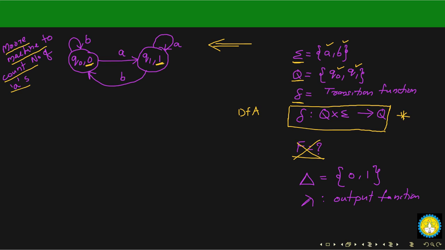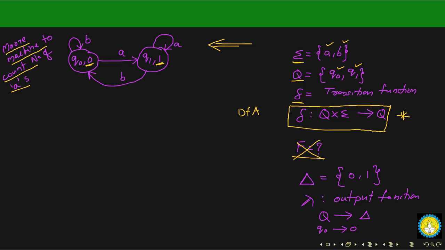So it is needed to actually specify the output. Given a state, it is associated with an output. The definition of an output function is very straightforward. Given a state, it is mapped to one of the outputs. For example, suppose you are given Q0, Q0 is mapped to 0.